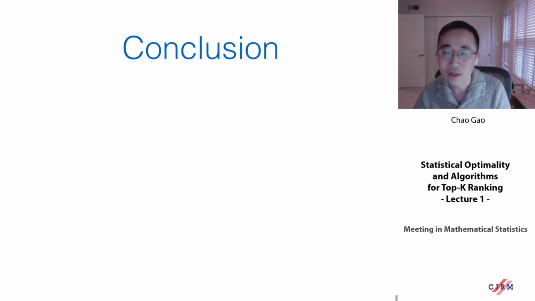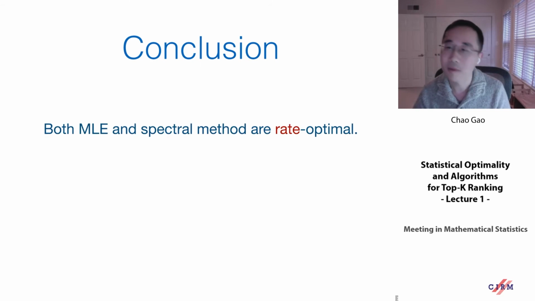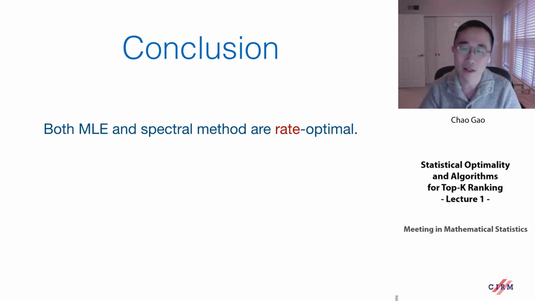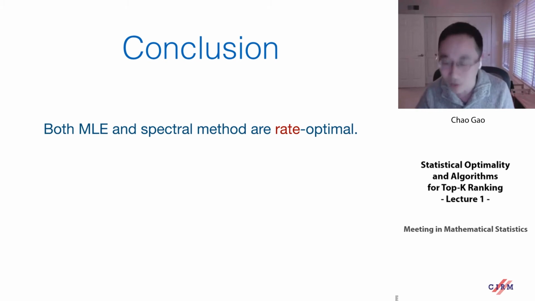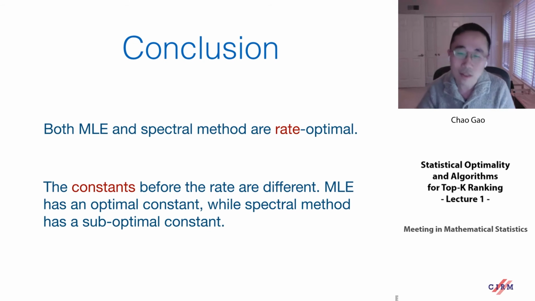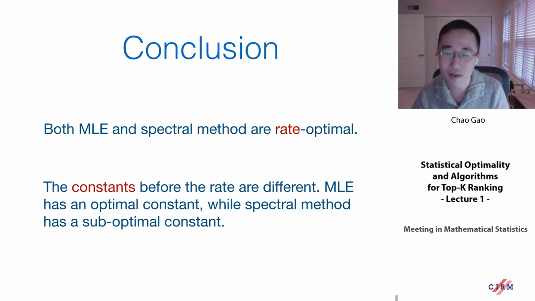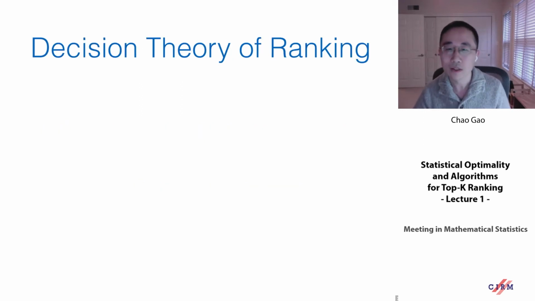Okay, so now let me just make some conclusions before I go to the analysis. First of all, both the maximum likelihood estimator and the spectral algorithm are rate optimal. However, the constants before the rates are different. MLE has an optimal constant, but for the spectral algorithm, in general, the constant is not optimal. So now I want to talk about the analysis, how we are able to establish the result, basically the idea behind the proof.